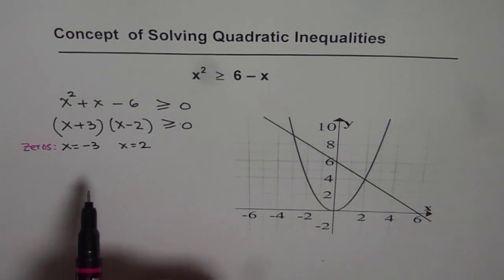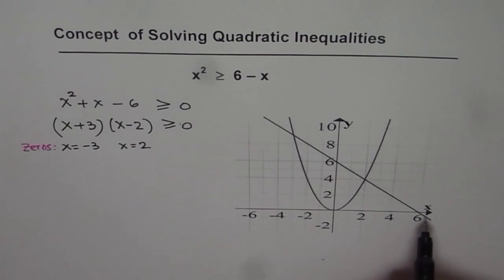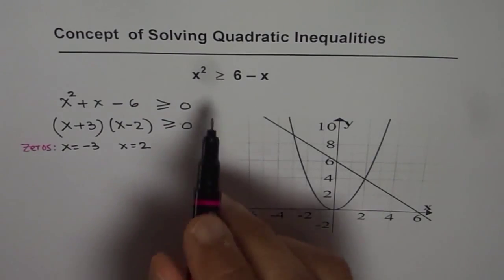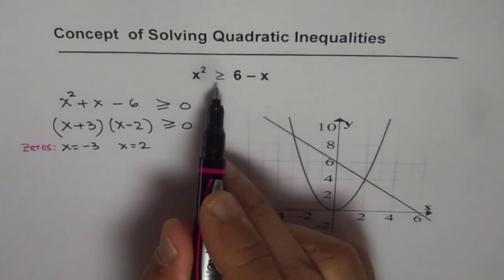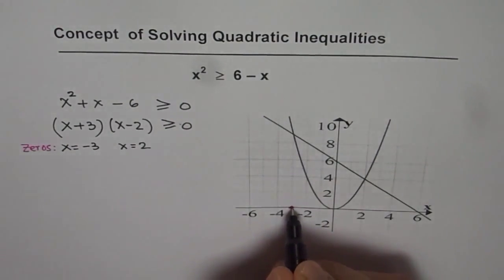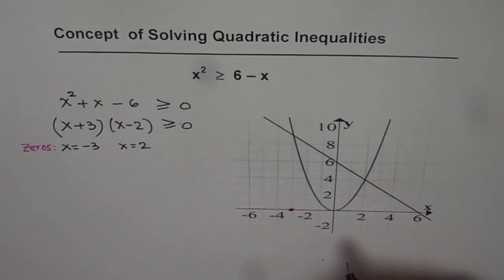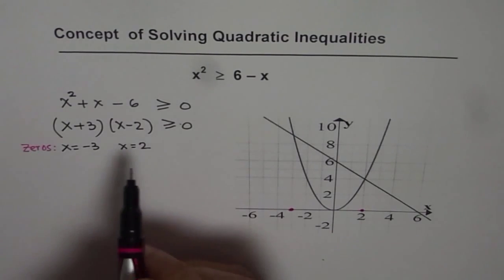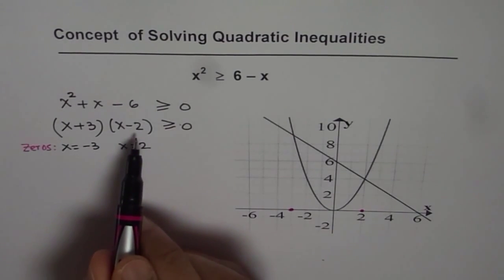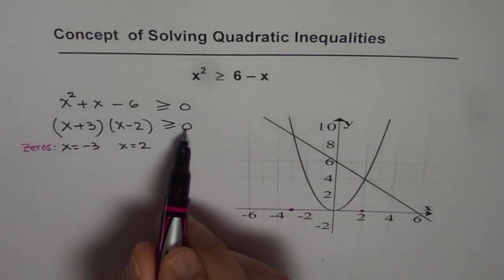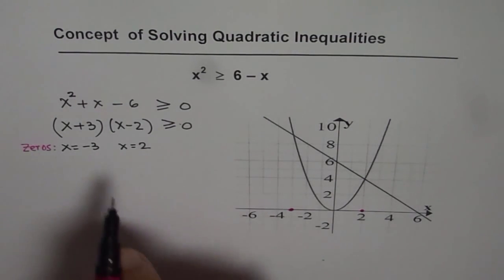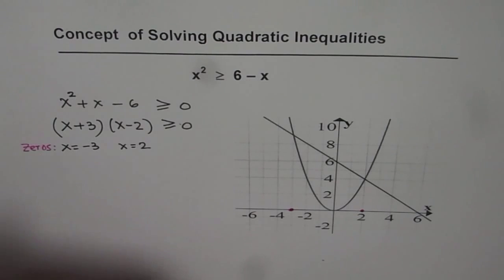Now let me plot these zeros on the x-axis. One is at minus 3, right? Since we are looking for greater than or equal to 0, I'll make it a solid bullet here, and at 2. So these are the two zeros. Now if you look at the inequality, it says greater than or equal to 0, right? A couple of things you can do from here. One is you can graph.